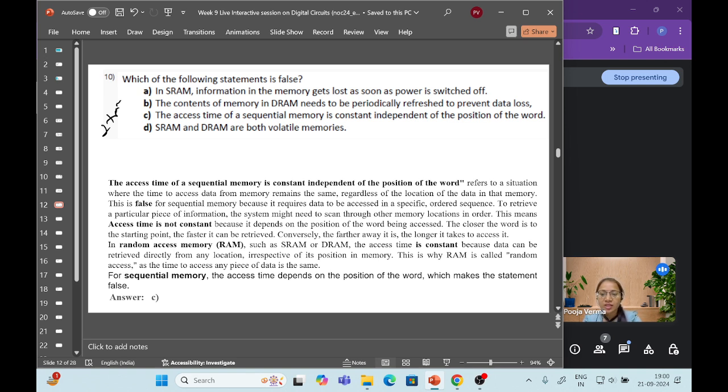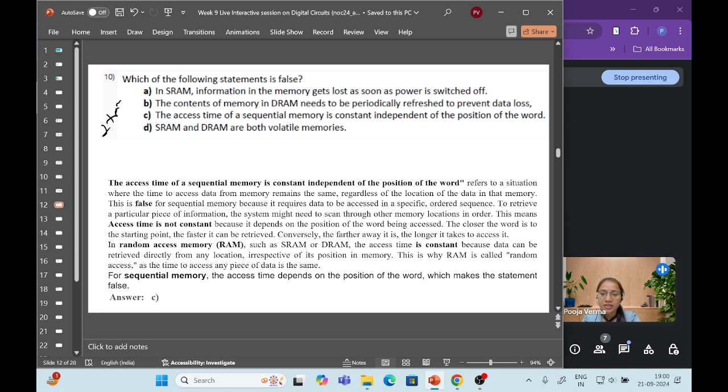So this statement is false, and the related content is given below. The access time of the sequential memory is constant independent of the position of the word. That refers to a situation where the time to access data from the memory remains the same regardless of the location of the data in that memory. So this statement is false for the sequential memory.